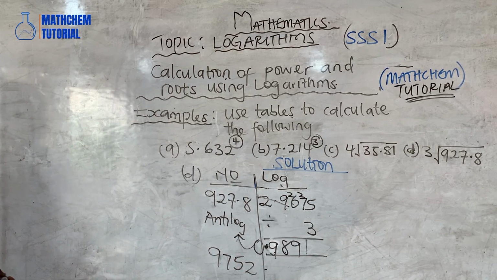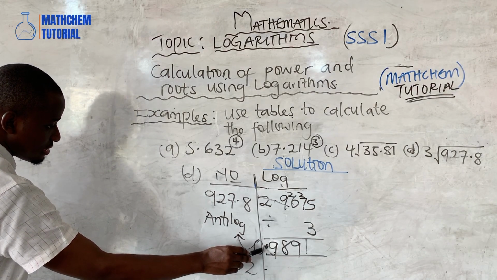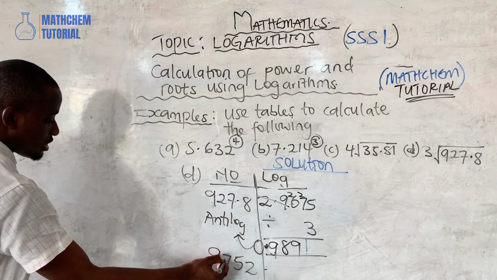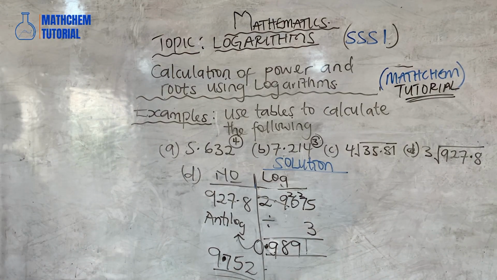9752. So where will I put my decimal point? Remember, the 0 is here. Can you see that? The 0 is here. So my decimal point is actually going to be here. So I have my answer as 9.752. Meaning that if I look for the cube root of 927.8, I will definitely get 9.752 as my final answer.